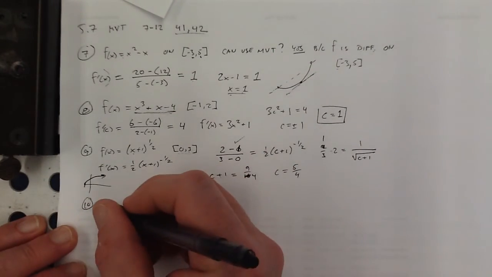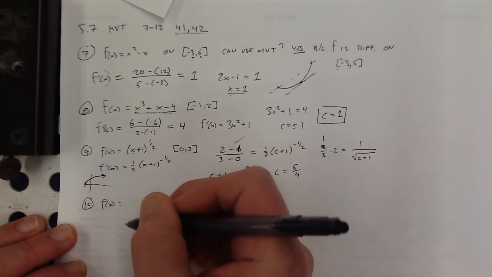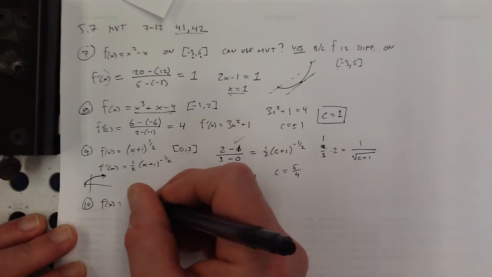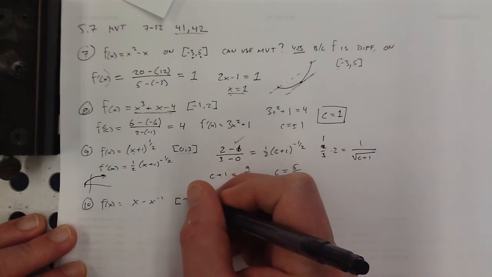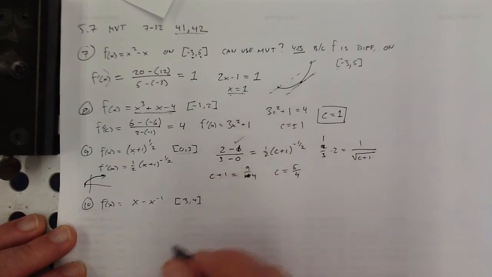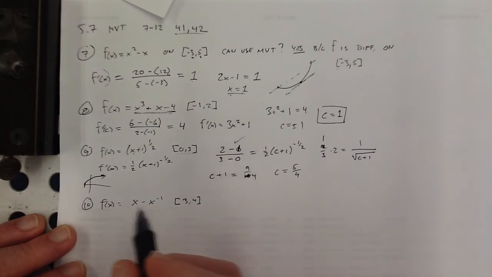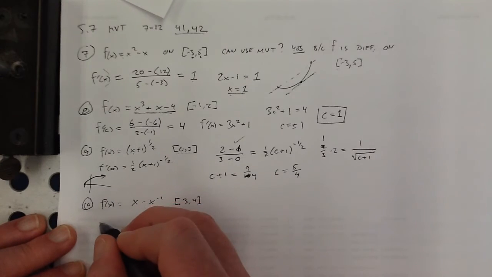Next one. Let's see how we do with this one. My f of x is equal to x minus x to the negative 1 on the interval 3 to 4. That does have continuity issues at 0, but that's not in my interval. So I think we look good for the mean value theorem. We can use it.